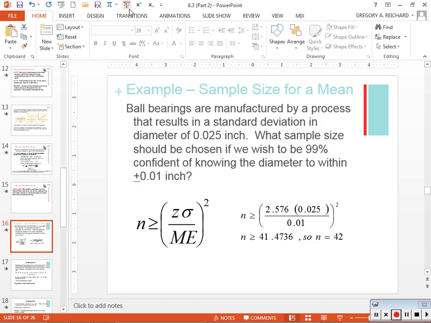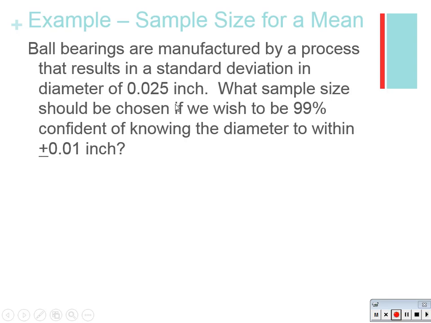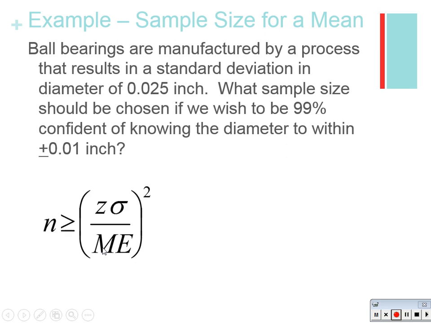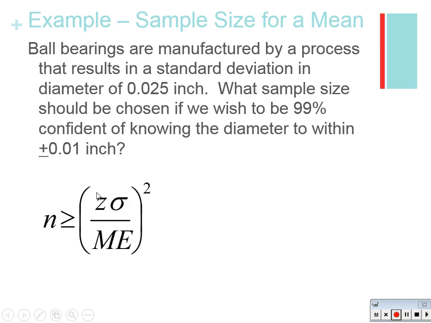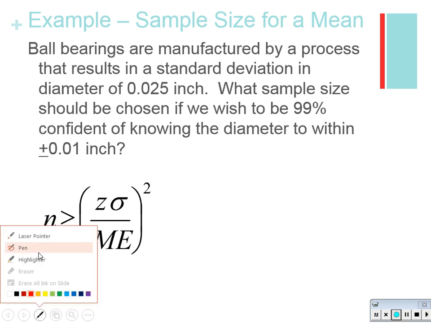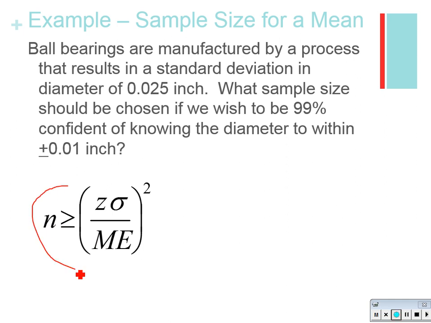So a different question here involves some different things that we've talked about with sample size. If you recall from some things that we did with the z-interval, this right here is the formula that we used involving quantitative data for finding a sample size for a given confidence level and a given margin of error. So the question here says ball bearings are manufactured by a process that results in a standard deviation in diameter of 0.025 inches. So that's the population standard deviation.